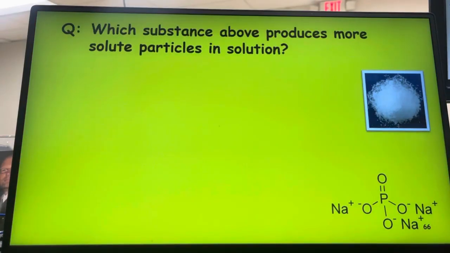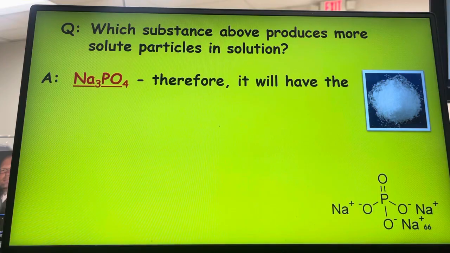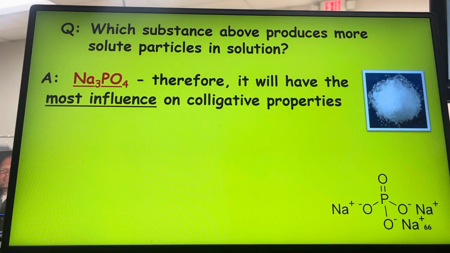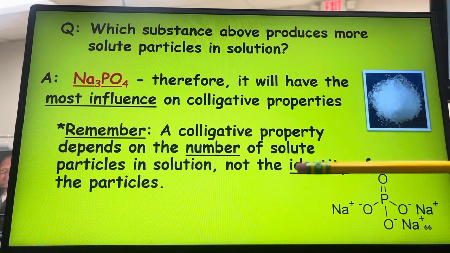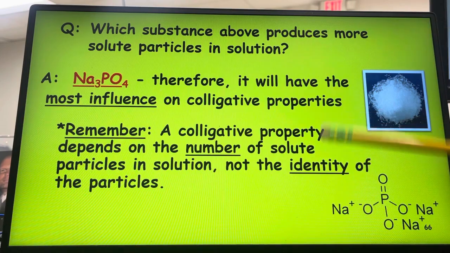So knowing that, which substance above produces more solute particles in the solution? Obviously, sodium phosphate. It will have the most influence on colligative properties. So if I wanted water, for example, to freeze at the lowest temperature possible, I wouldn't use the other 2 substances. I would use sodium phosphate because the same volume will dissociate into a greater number of solute particles, which will affect freezing point or boiling point greater, okay?